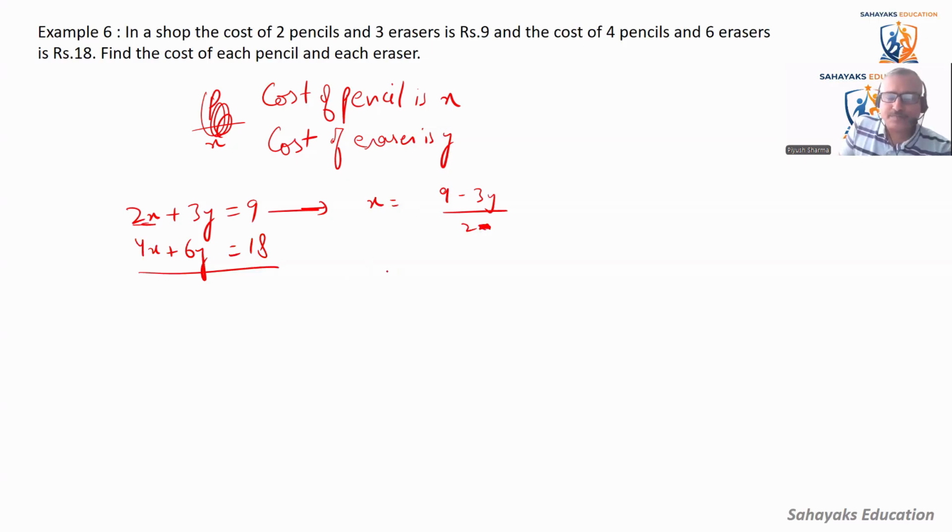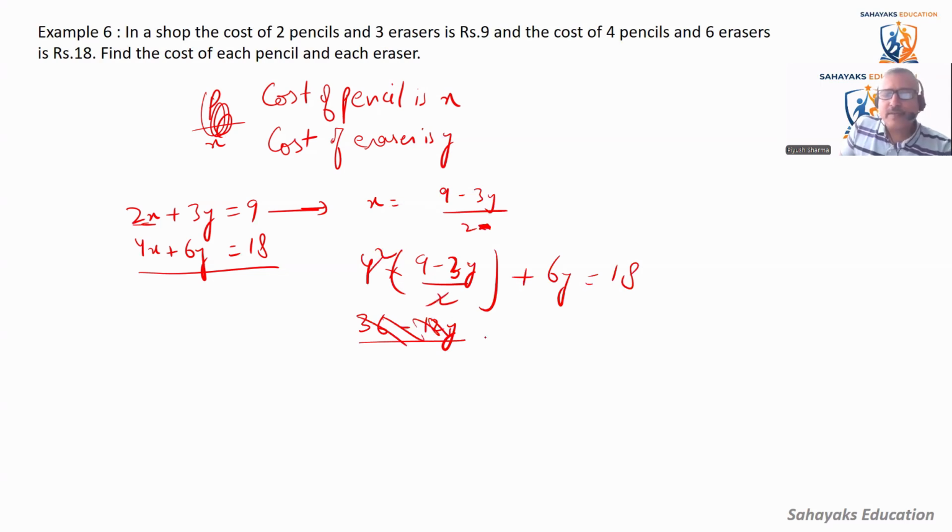This becomes 4 into (9 minus 3Y) divided by 2, plus 6Y is equal to 18. Okay, so I'll just multiply it. I should have multiplied 2 2s are 4. So I'll just say 18 minus 6Y plus 6Y is equal to 18.